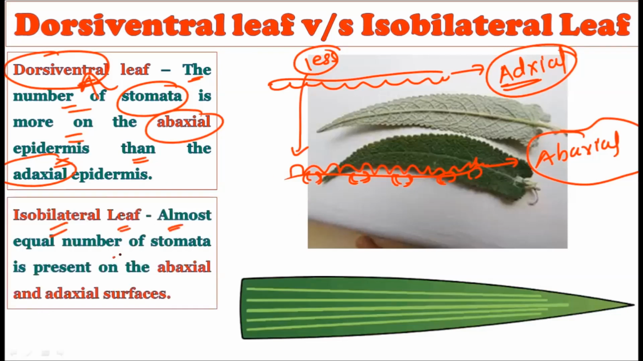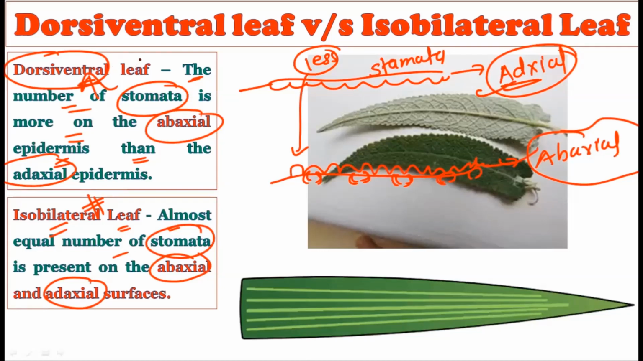In the isobilateral leaf, almost equal numbers of stomata are present on both sides, that is, on the abaxial side as well as the adaxial side. So whether it is the lower epidermis or the upper epidermis, it does not matter in the isobilateral leaf. You will find stomata of equal number on the adaxial as well as the abaxial side.